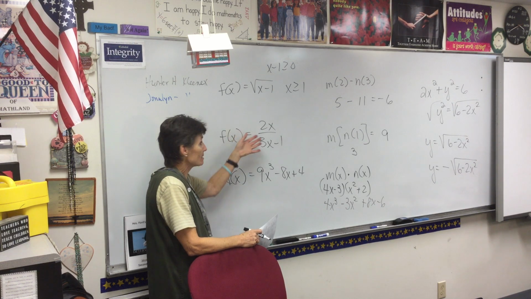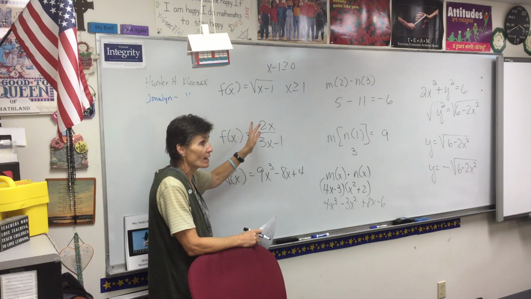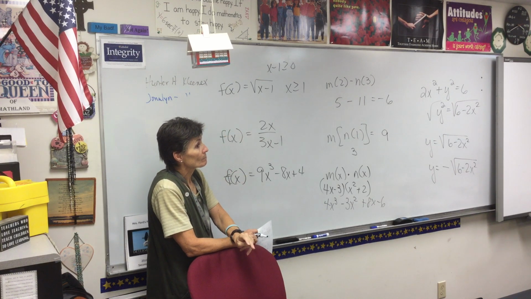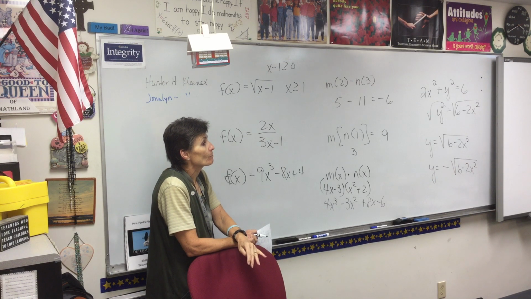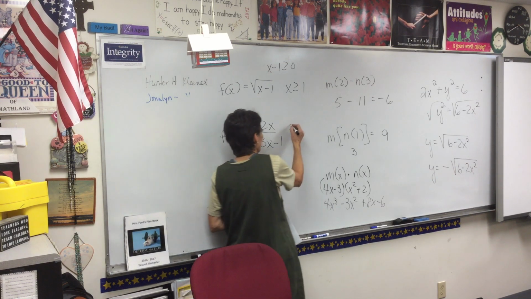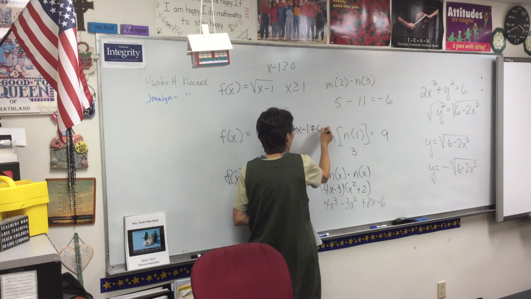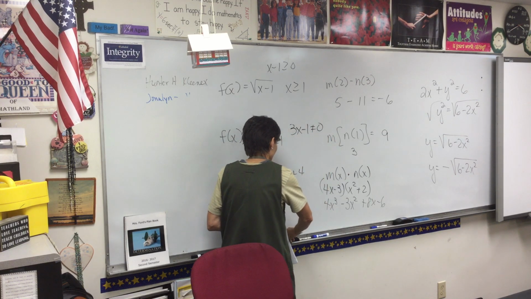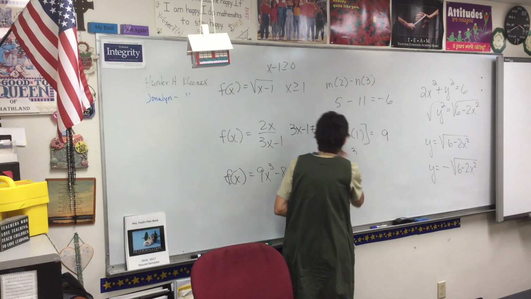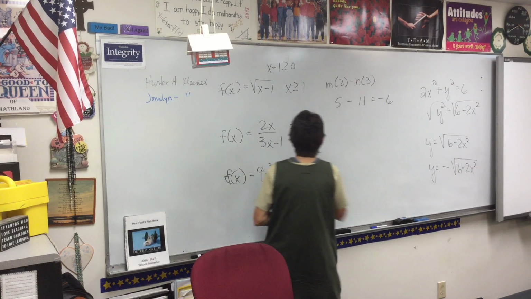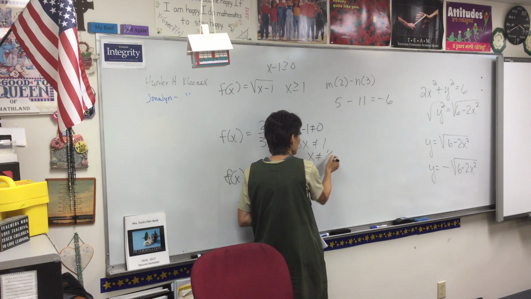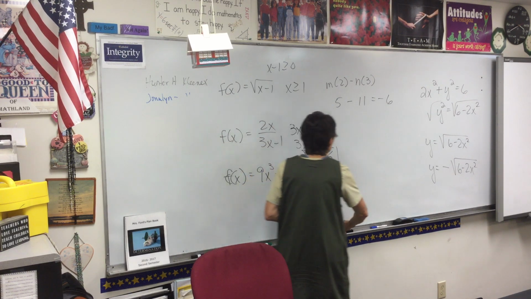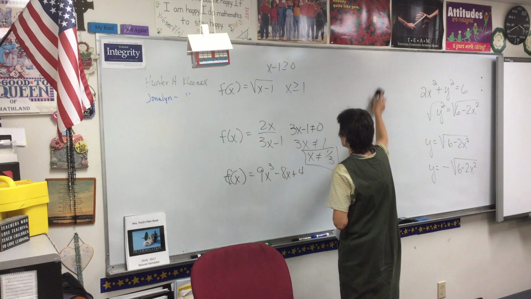Now, next. This problem has no radical, so I don't need to worry about that. Right. What do I have to worry about? What about the other rule? What is the other rule? The bottom can't be zero. Exactly. So the bottom, or the denominator, cannot be 0, which means that 3x cannot be 1, and x cannot be 1/3. That's your domain.